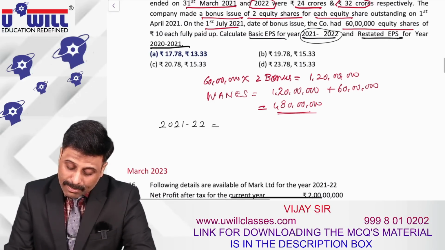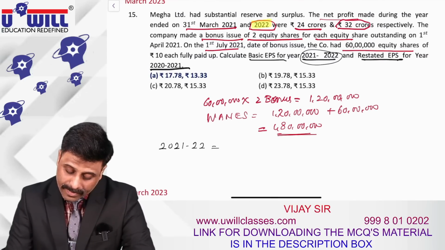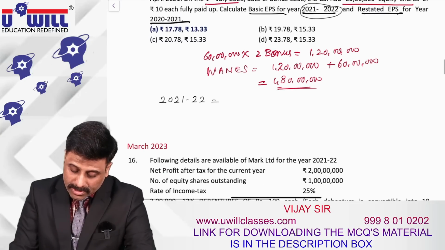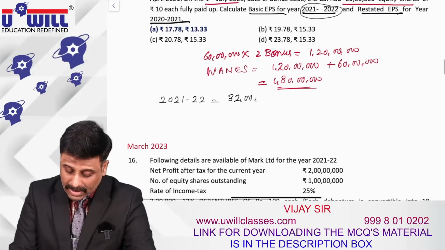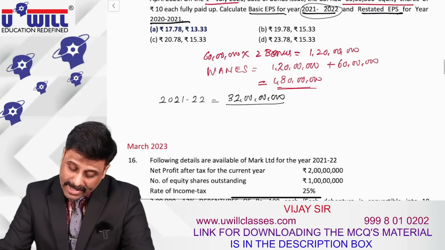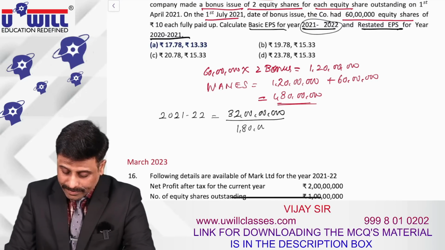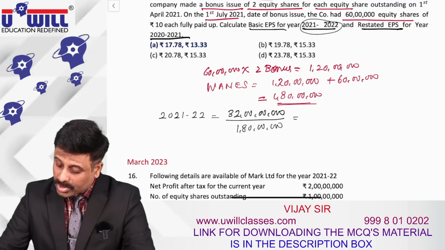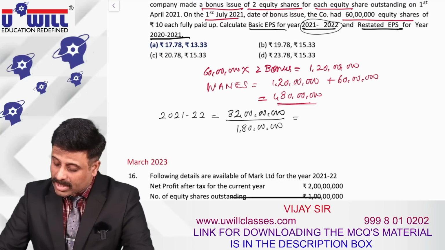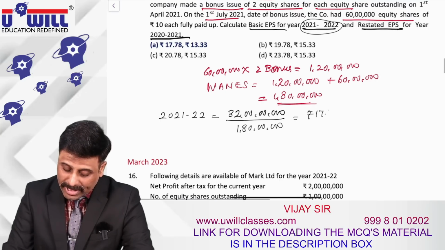2021-22. What is the profits after tax given to you for 21-22? See here, 32 crores, 7 zeros, divided by 1 crore 80 lakh shares. So 32 crores divided by 1 crore 80 lakh shares will be equal to rupees 17.77, recurring, so 78.